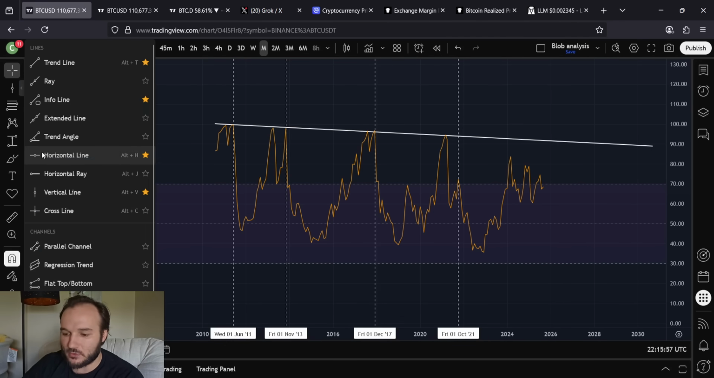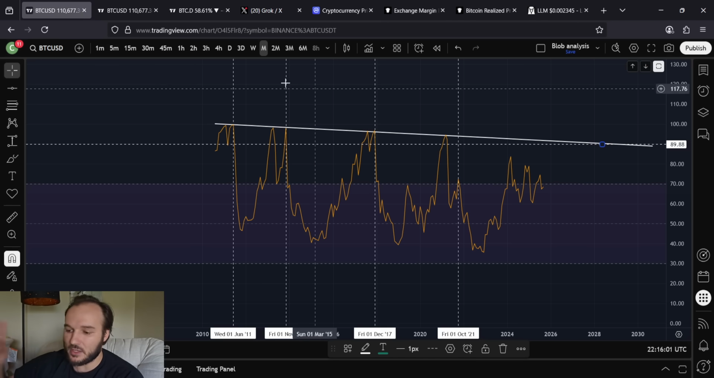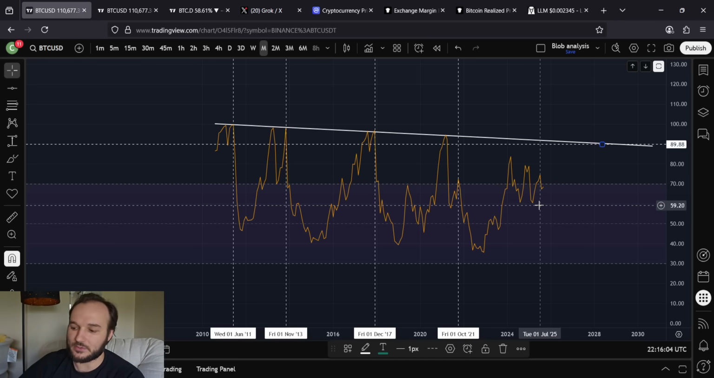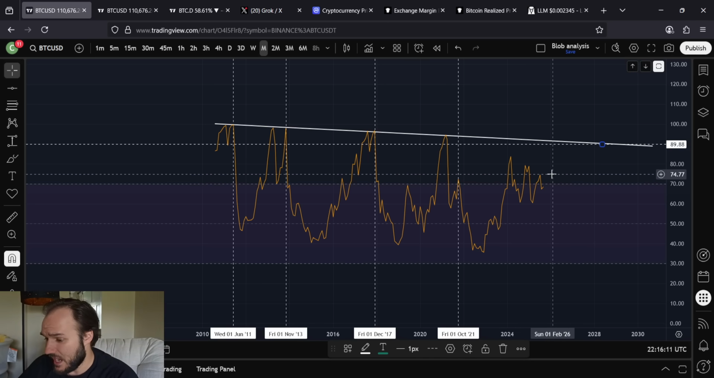Beyond that, every cycle that Bitcoin's had in its existence has gone at least above the 90 in the RSI on the monthly time frame. We have not done that yet this cycle. This is a very bullish phase of configuration right here that we have. It's very, very bullish indeed, my friends. And I do believe that we will come up and interact with this trend line.